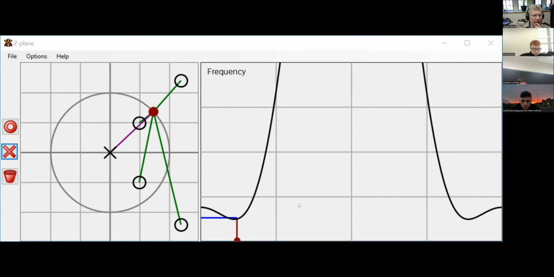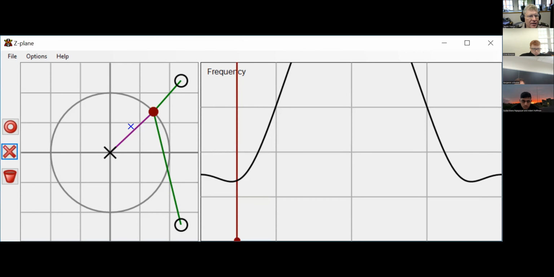If you want it to cancel out, what you want to do is not put zeros at the reciprocal pairs, but put poles at the reciprocal pairs. Let's see if I can just do that. This is a more advanced topic, but let me try it.